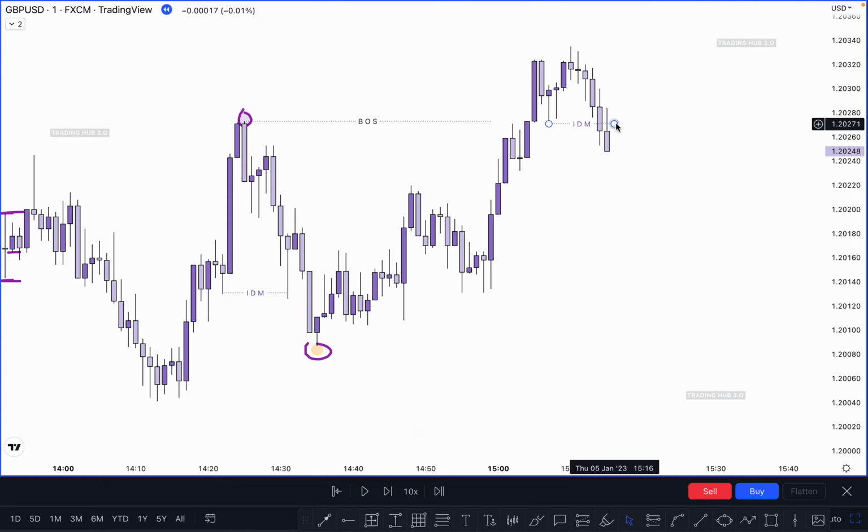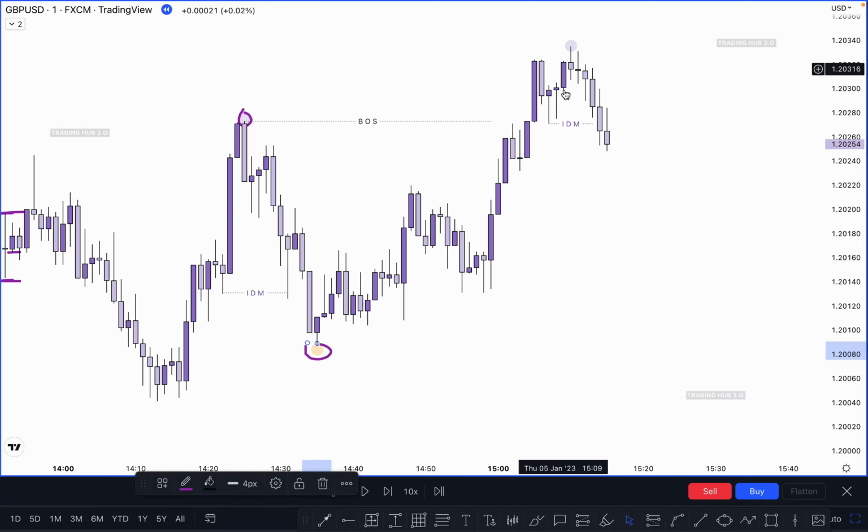Now you can see the market has taken out the inducement. Once the market takes out the inducement, where is our higher high? At this point. Why? Because the market took out the inducement. Now we have a range between this low and this high, right? So let's see what happened next after this one.